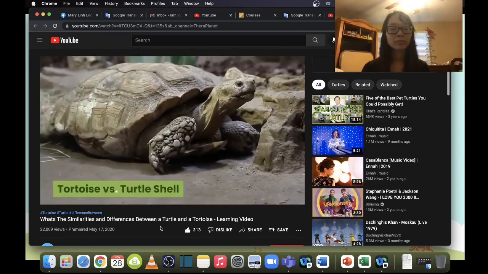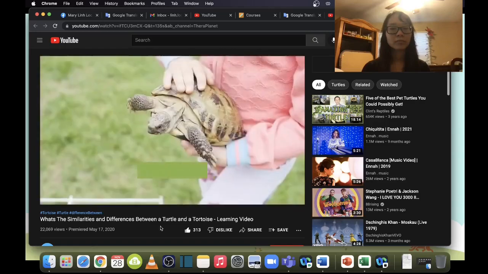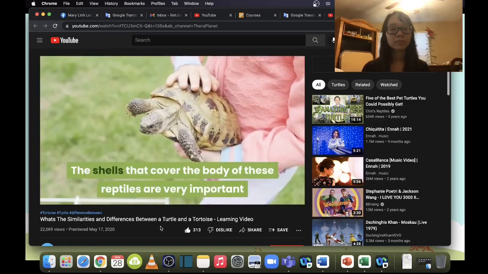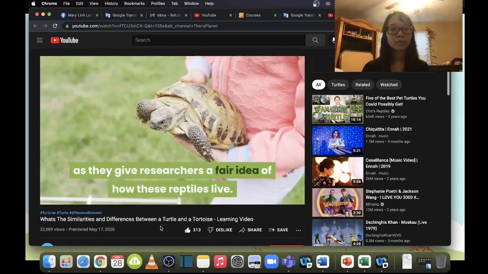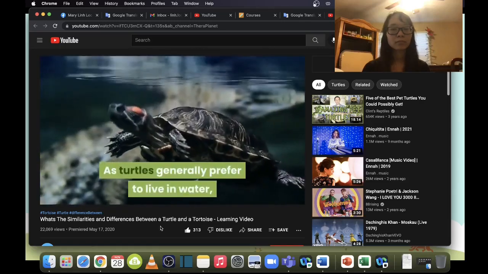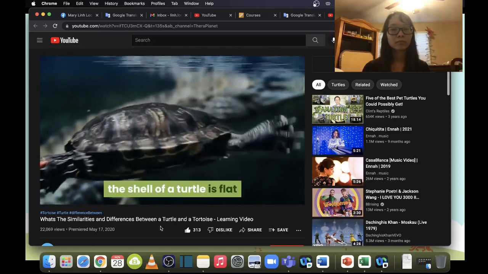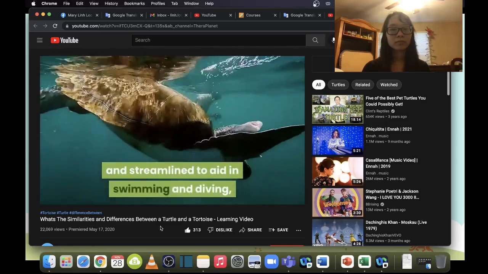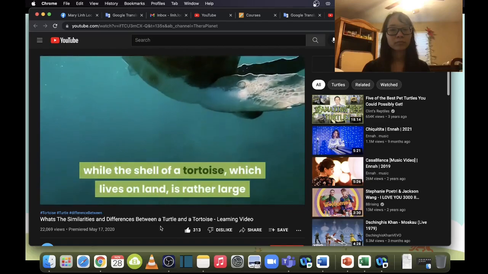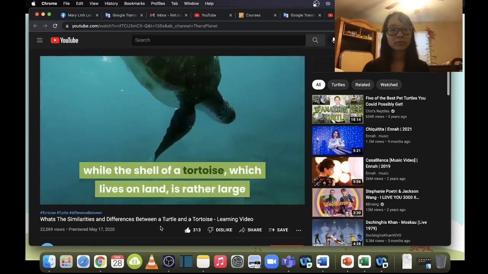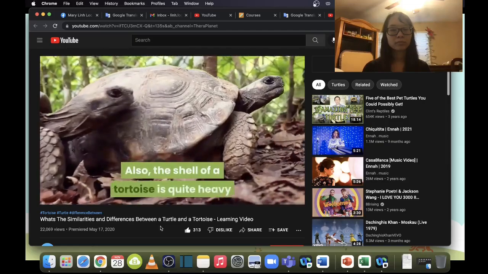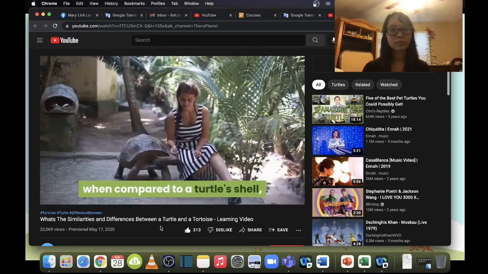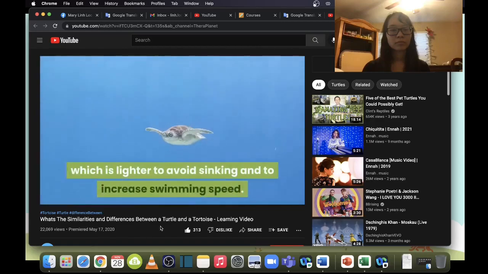Tortoise versus turtle shell. The shells that cover the body of these reptiles are very important as they give researchers a fair idea of how these reptiles live. As turtles generally prefer to live in water, the shell of a turtle is flat and streamlined to aid in swimming and diving, while the shell of a tortoise, which lives on land, is rather large and dome-shaped to provide protection from predators. Also, the shell of a tortoise is quite heavy when compared to a turtle's shell, which is lighter to avoid sinking and to increase swimming speed.